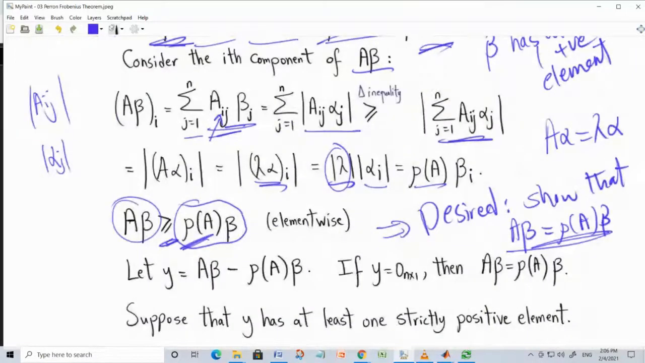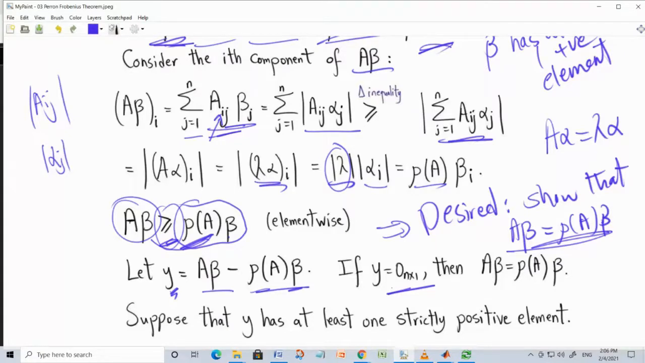Now we want to show that this inequality is satisfied with equality, and we will do the proof by contradiction. Here is the story. We define y as the difference between these two sides. So y is A beta minus rho of A multiplied by beta. Now if y is the all zero vector, then we have A beta equal to rho of A beta, and this is what is needed. But can y have a strictly positive component?